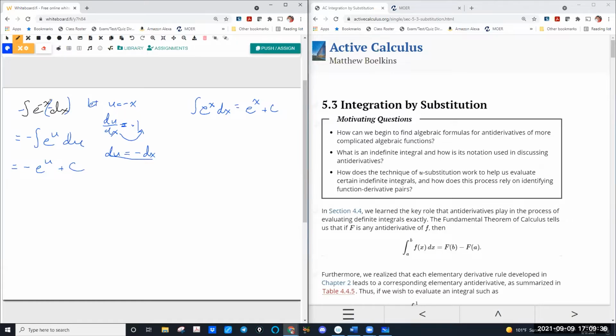We're not done. Our problem started in terms of x. We want to end in terms of x. So as John said, we want to sub back. U is negative x. So negative e to the negative x plus c.